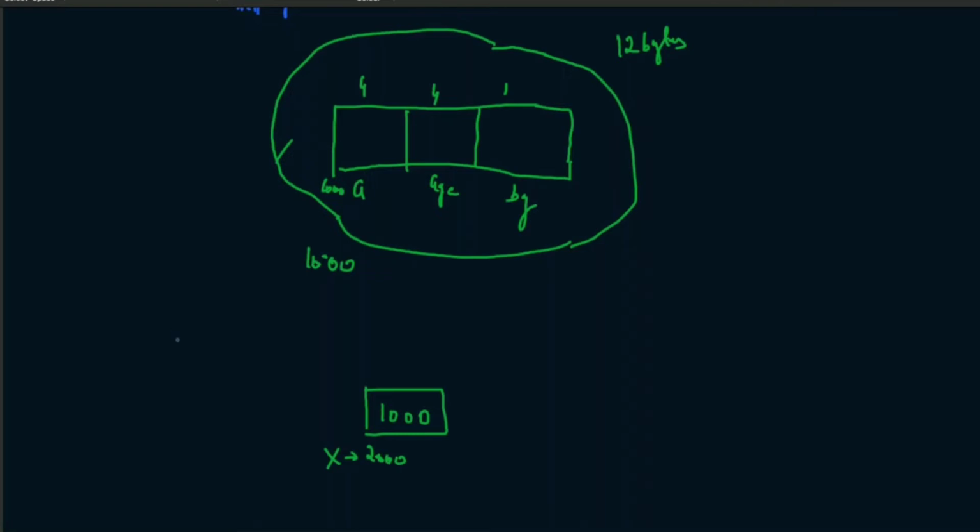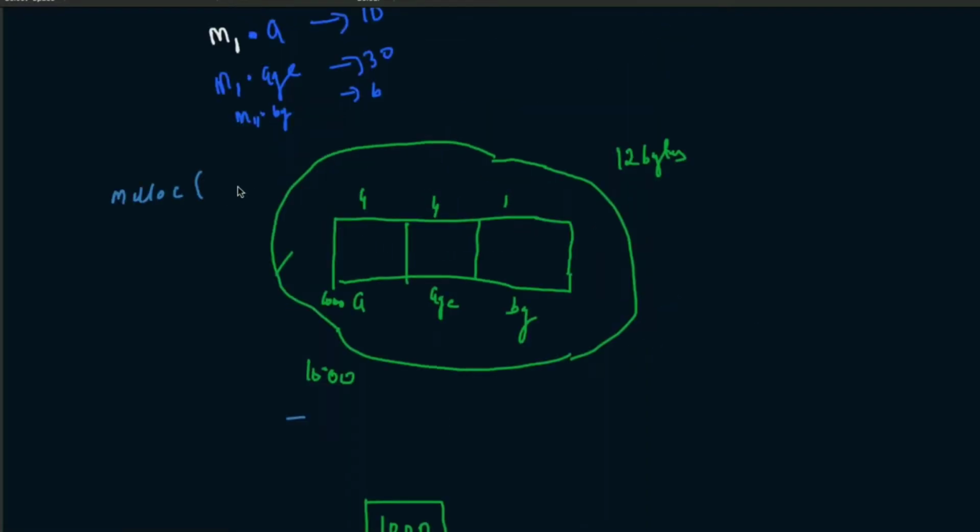A function called malloc or calloc, whatever it is, right? So I will use a function called malloc now. To create this, I will use a function called what? Malloc. Malloc of what? Malloc of 12. I can directly tell it 12, right?